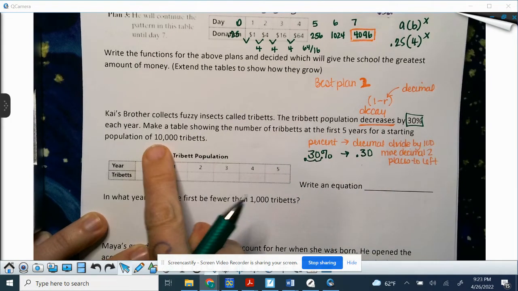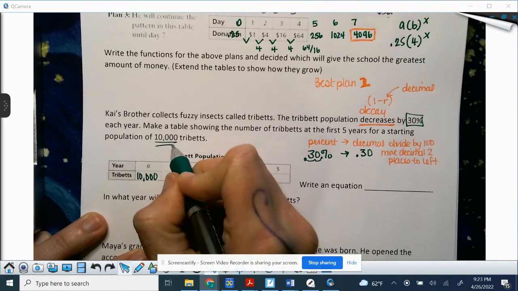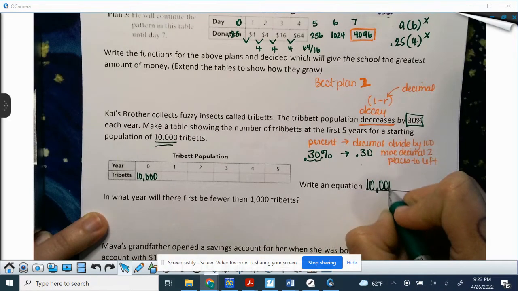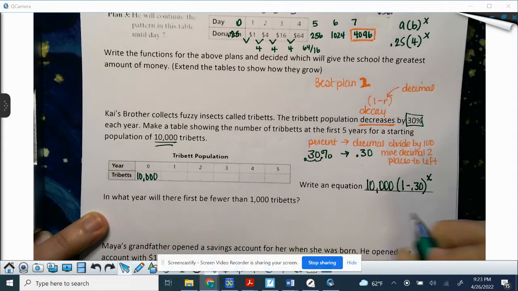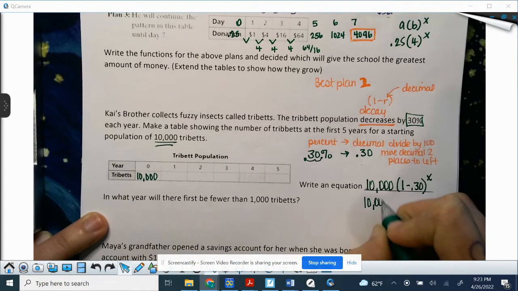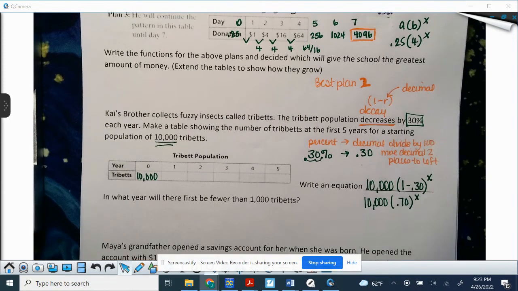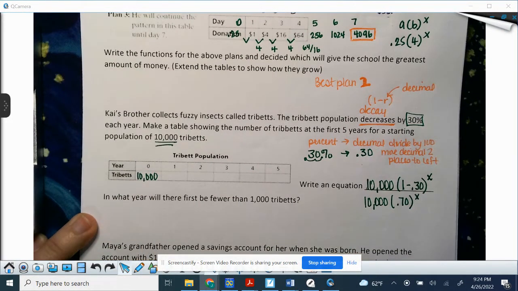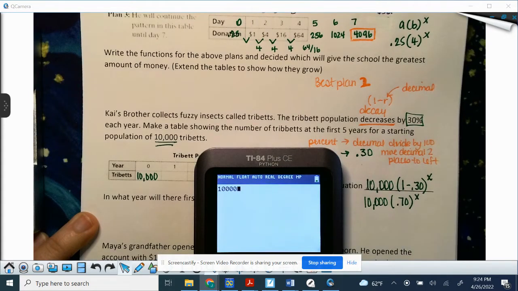Make a table showing the number of tribits for the first 5 years for a starting population of 10,000. So at 0, we're starting at 10,000 because it's our starting population, which when we're writing our equation means it's our A value. So 10,000 times 1 minus 0.30 to the x power, which is 0.70 to the x power. So for 1, 10,000 times 0.70, because anything raised to the 1 is itself, is going to be 7,000.